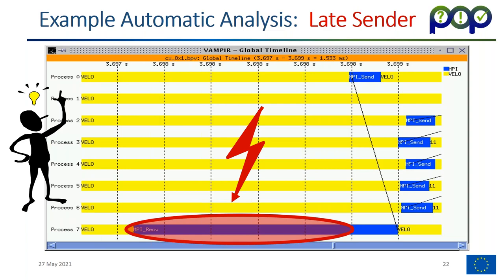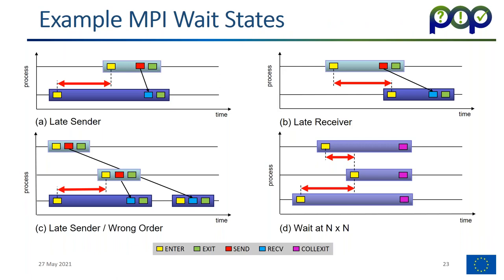Yeah, here are some other examples. On the top left is the late sender I already explained. On the top right is the corresponding situation, late receiver. So you have blocking sends, and basically the same thing can happen, but the send is waiting for the receiver before it actually transmits a message. Or very typical is waiting in front of barriers or other synchronizing collective operations, where all but the last process that enters this collective operation are wasting time.